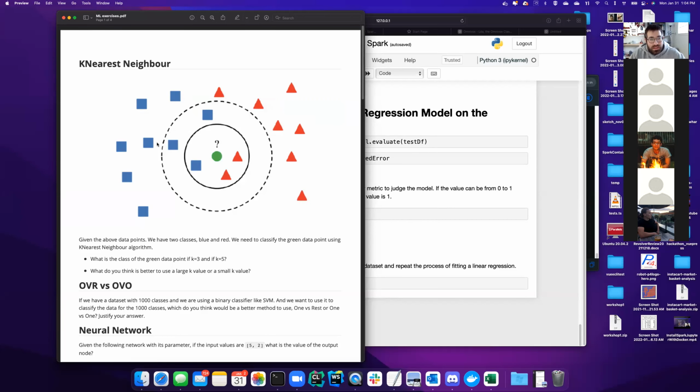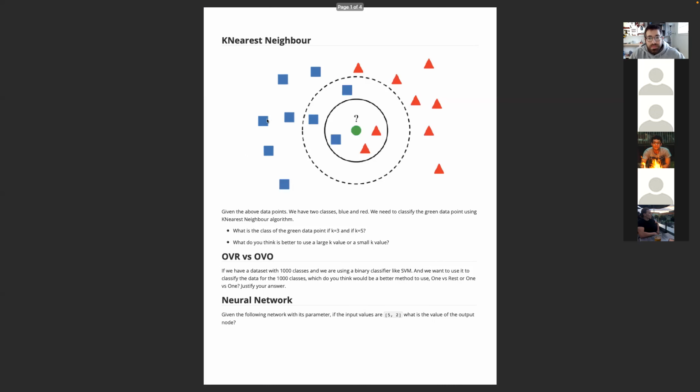So the first question is asking us about K-nearest neighbor, and this is a classification problem. We're saying we have this data that is labeled with two classes, the red and the blue. And we have this new point that we want to classify. So this green point is a point that we don't know what label it is, and we want to predict whether it is a red or blue one.